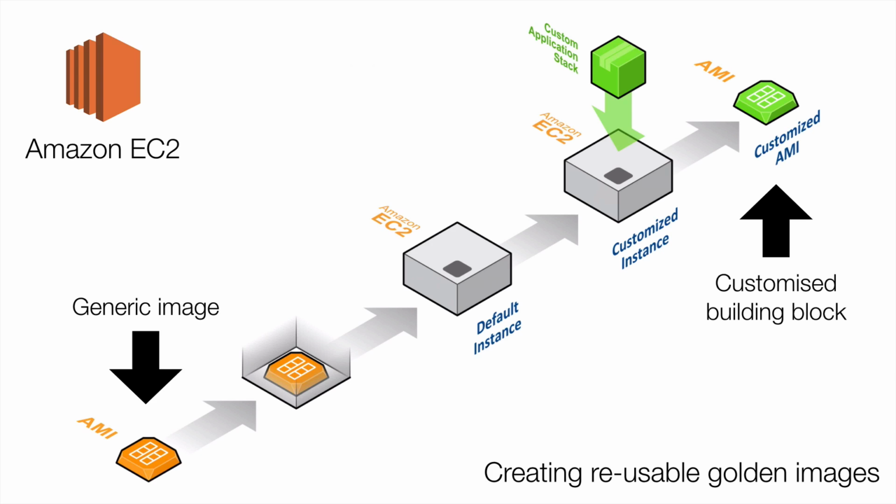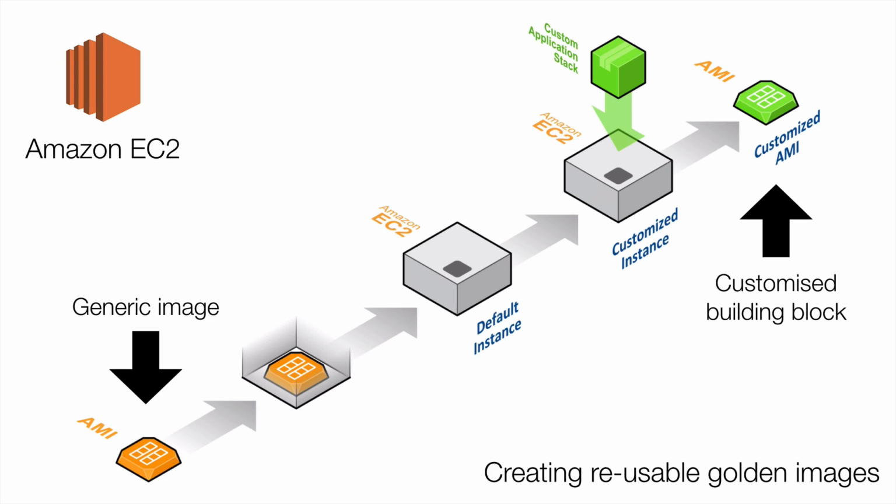You can take that baseline AMI and create an instance from it. You can customize that by changing configuration settings, loading on software that you might need, and then you can refreeze that, snapshotting that EC2 instance and creating a derivative AMI from the first one, which is stored and available within your account for future reuse.